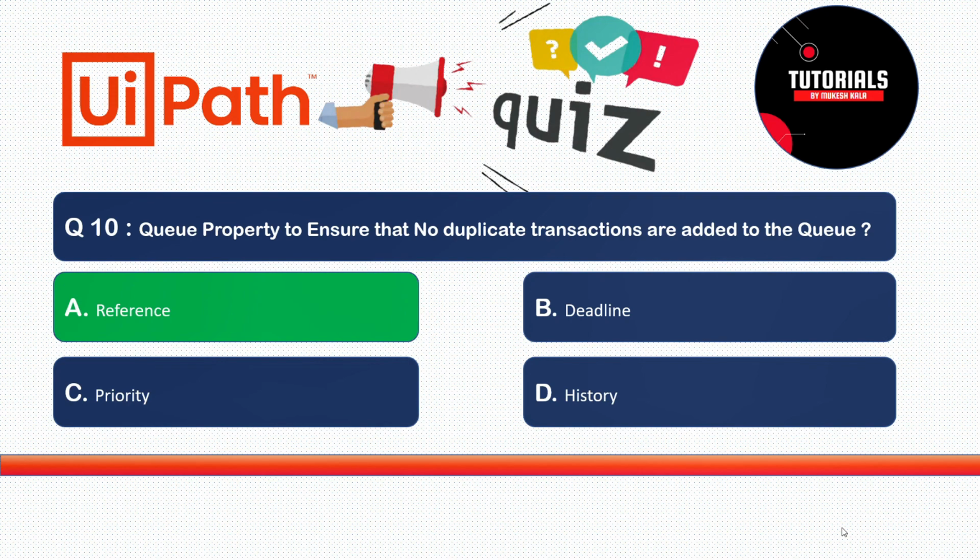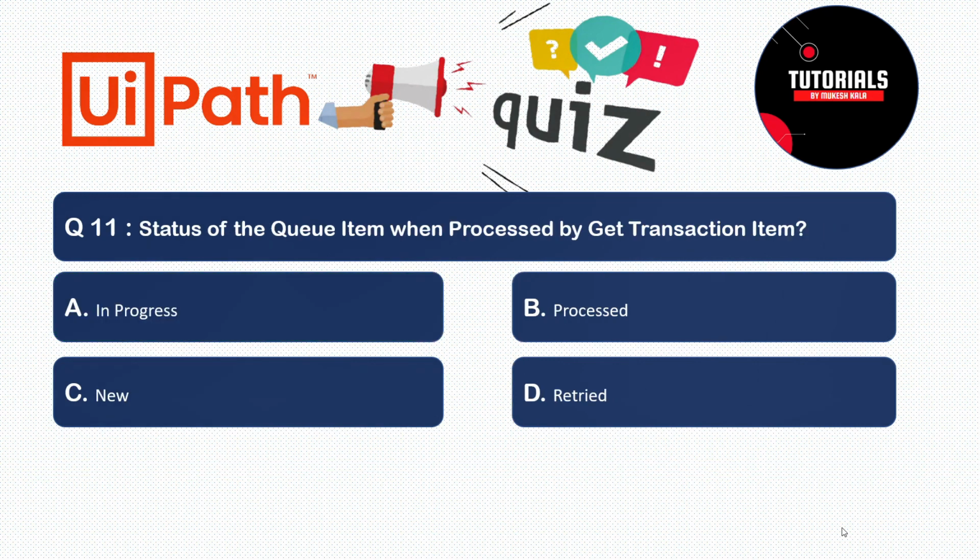Because I won't be able to validate, but you have to validate yourself and let me know your scores at the end. Okay, here comes question number 11. Status of the queue item when processed by the get transaction item.